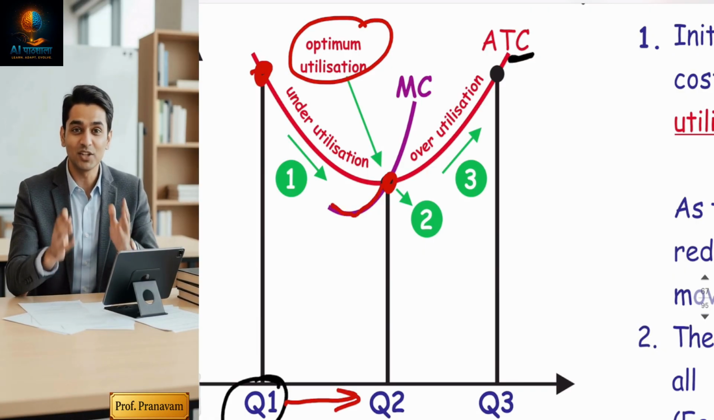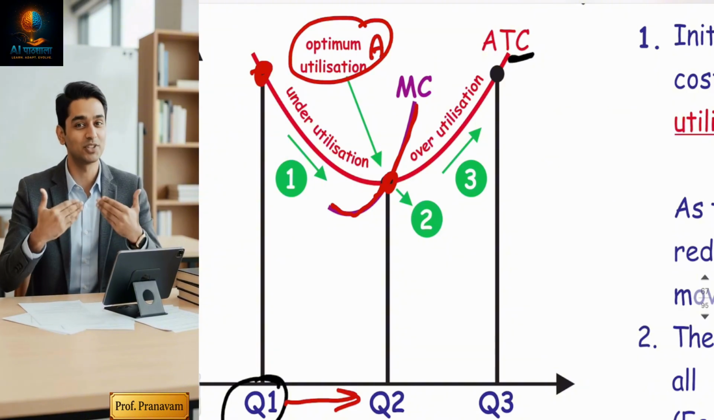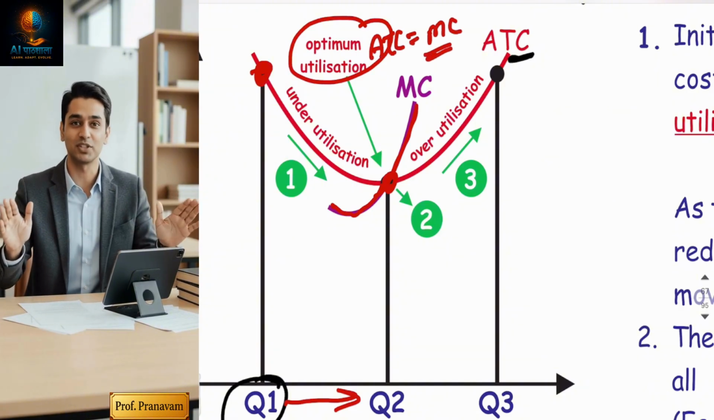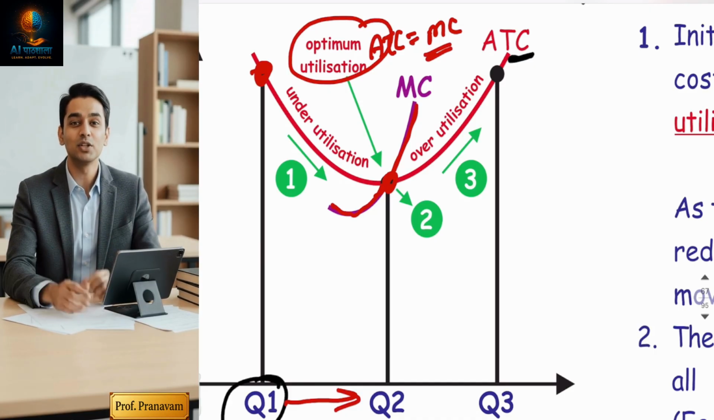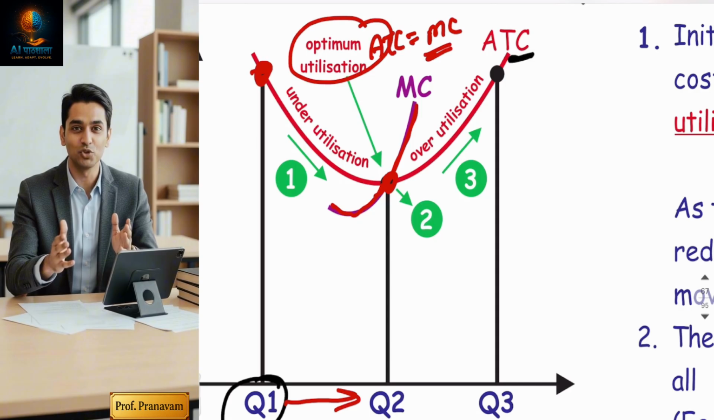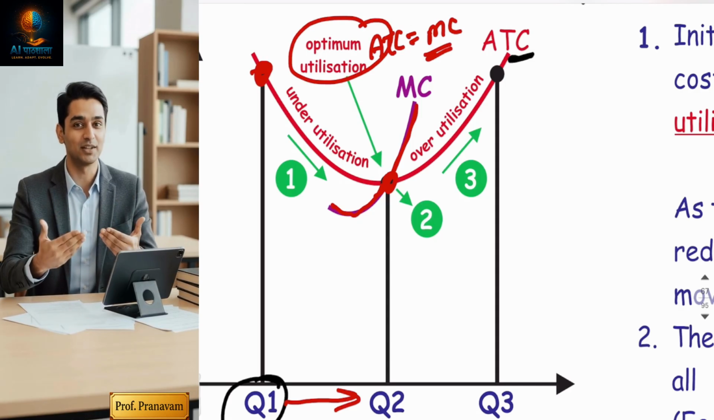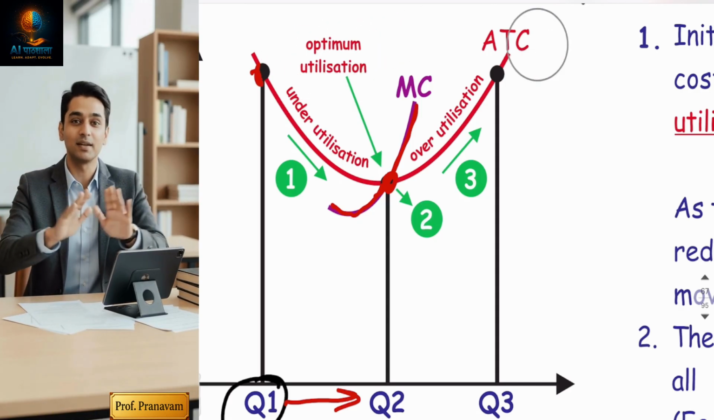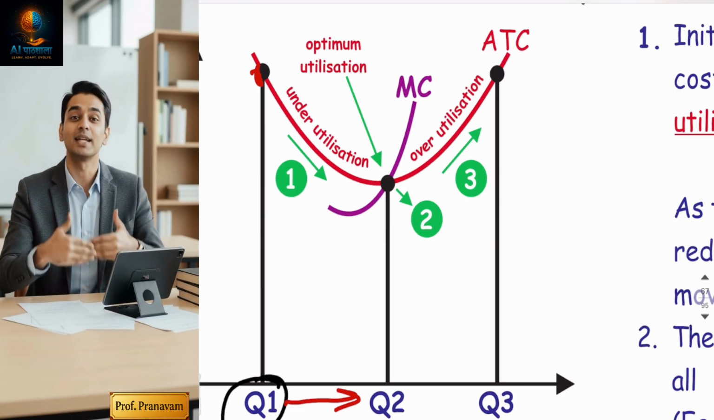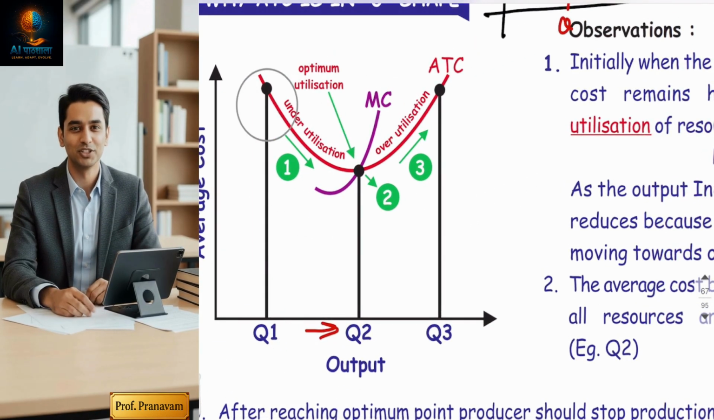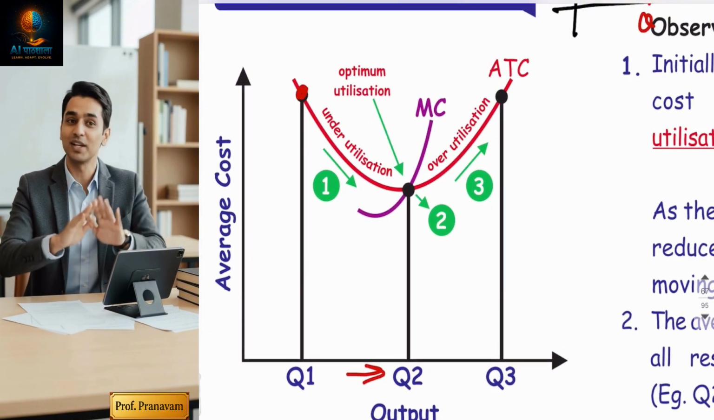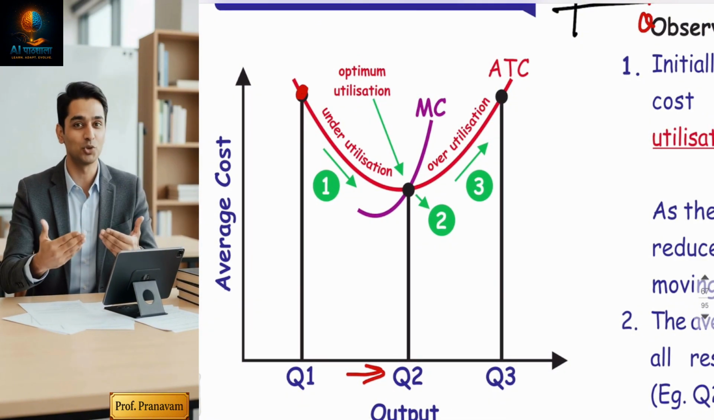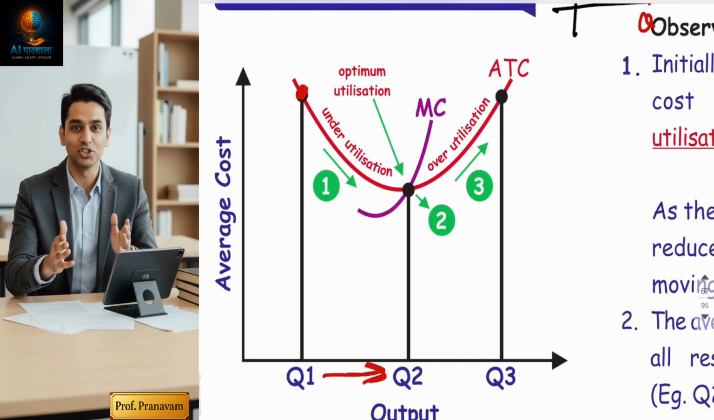See over here, optimum point is a point where MC cuts ATC. That is ATC is equal to MC. That means you are using your full capacity, full efficiency of your land, labor, capital, entrepreneur, all the factors. Now, understand what I've written over here. Initially, when you conduct the production, your cost is high because your resources are underutilized. But when you increase more and more production, you're shifting from quantity 1 to quantity 2.